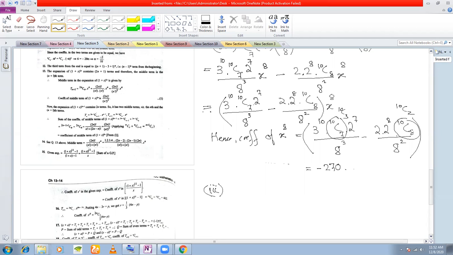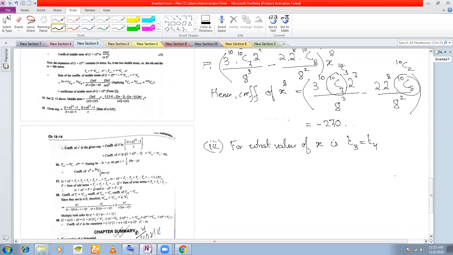the value of x for which the third and the fourth terms in the expansion of this are equal. According to this question, for what value of x is T3 equal to T4? That is, the third term is equal to the fourth term. So we find out the third term and the fourth term separately, and then we equate and find out the value of x.